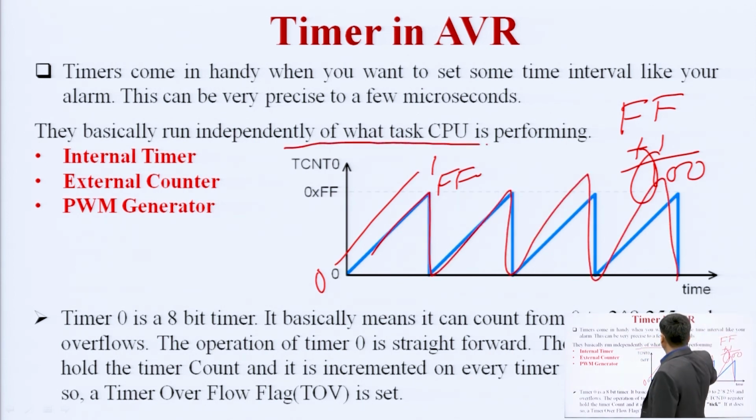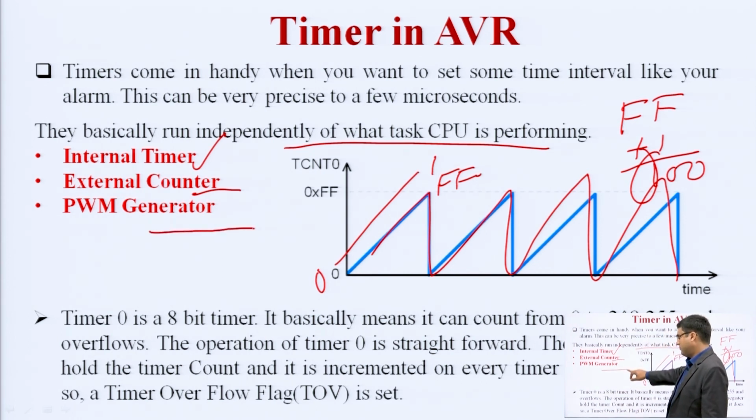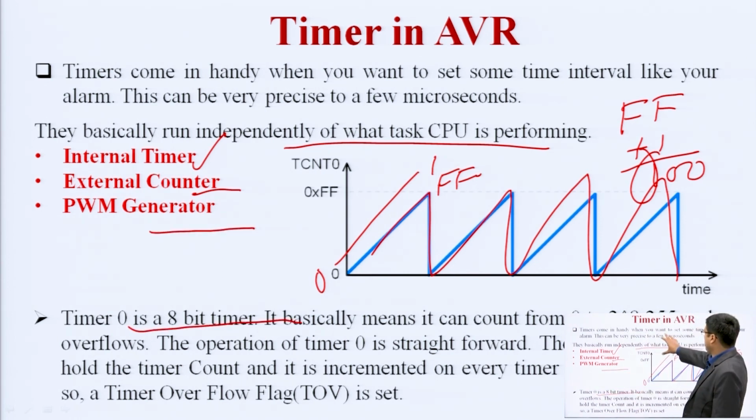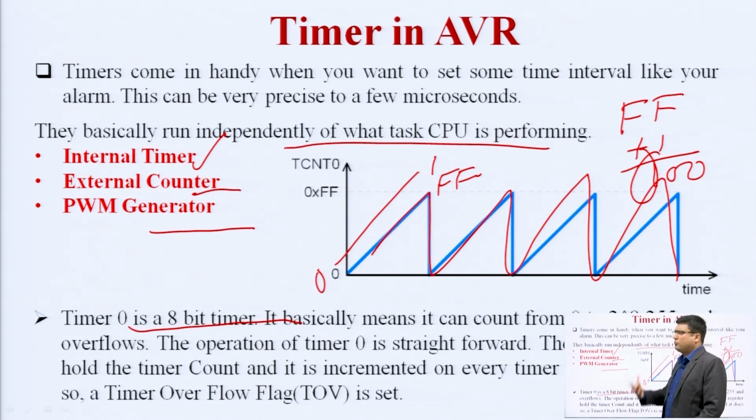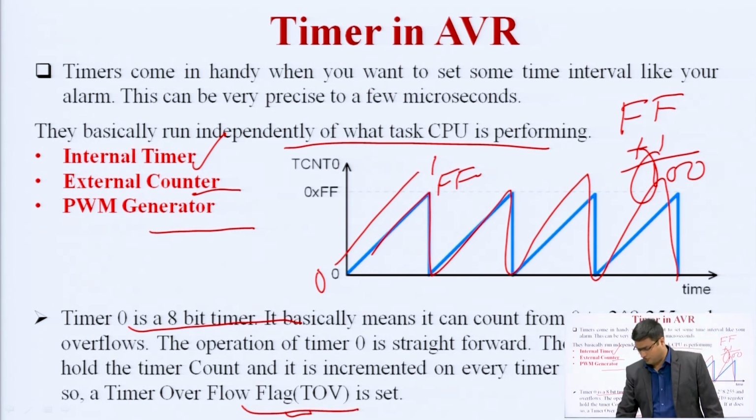So basically the CPU uses the internal timer to count internal events, the external counter counts external events, and it works as a PWM generator. So when we need to generate a time delay, we need to use the timers. So the overflow flag: when it goes past the maximum value, there is an indication of the overflow.